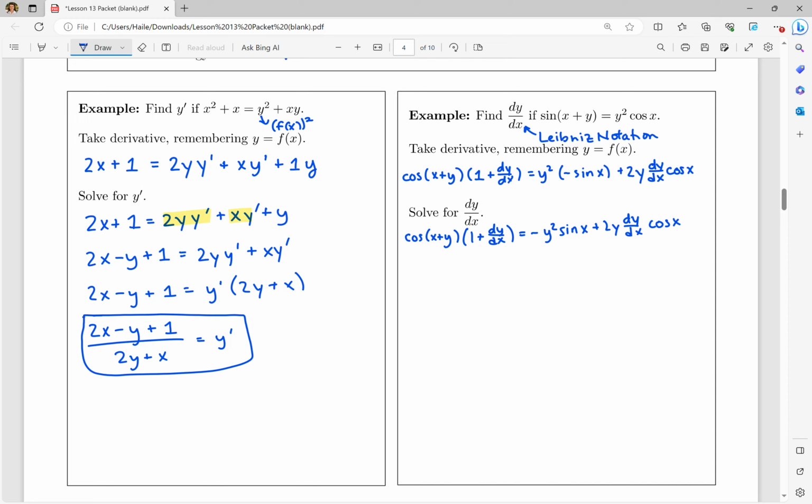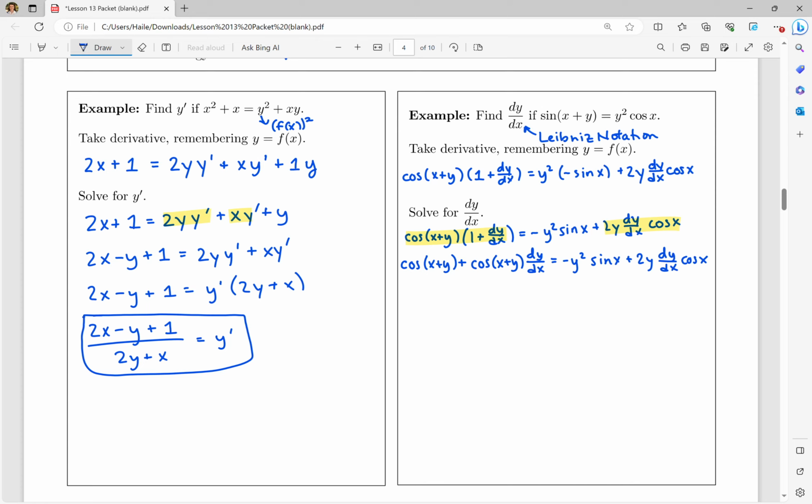So I have two things with a dy/dx. I have this thing and I have this thing, but the one on the left is not completely multiplied out. So I can't just start moving things around without distributing the cosine of (x plus y) through that sum. So that's going to give us cosine(x plus y) plus cosine(x plus y) dy/dx is equal to negative y squared sine of x plus 2y dy/dx cosine x.